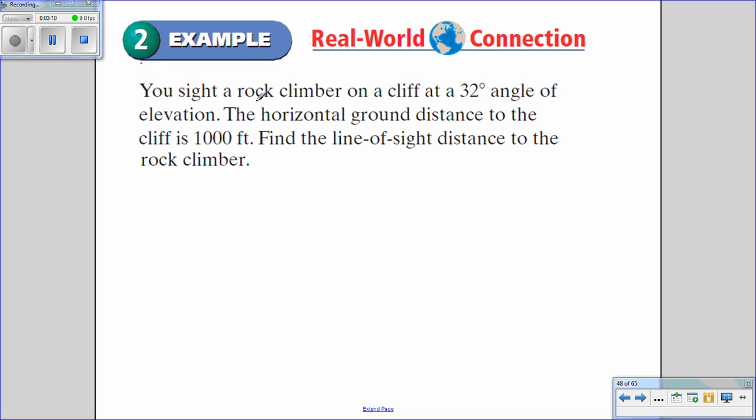So you see a rock climber on a cliff at a 32-degree angle of elevation. The horizontal ground distance to the cliff is 1,000 feet. Find the line of sight distance to the rock climber. So here is you. Here's our cliff, and up here is the rock climber. So you look up and see the rock climber.